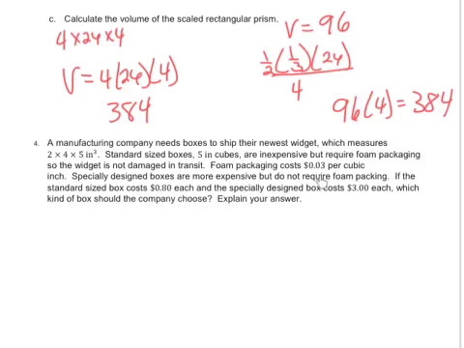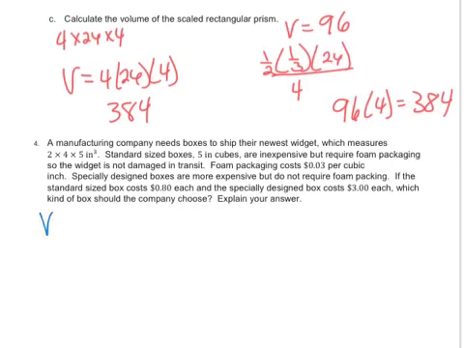Foam packaging costs 3 cents per cubic inch. And then we could do that, or we can make special boxes that don't require foam packaging, and that is what we're going to compare. So the standard box is 80 cents, and then you have to add this foam packaging. The special box is $3 a piece. So we want to figure out which one's the best deal for shipping these widgets.